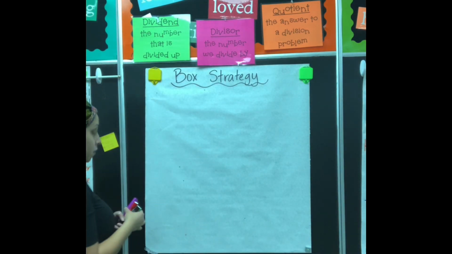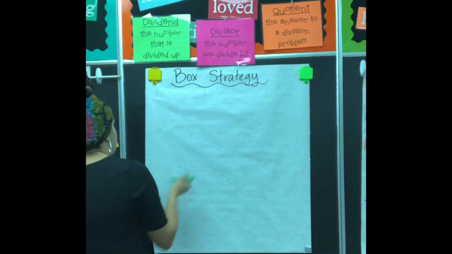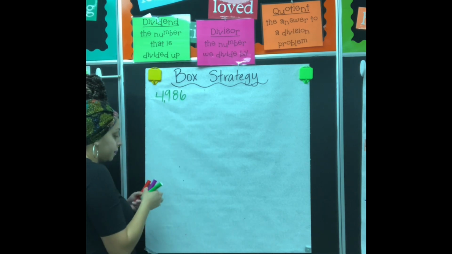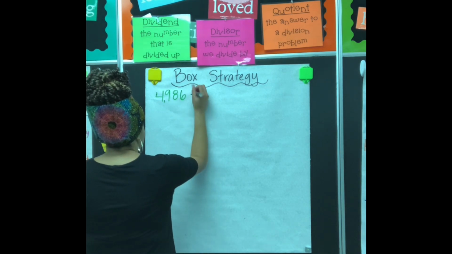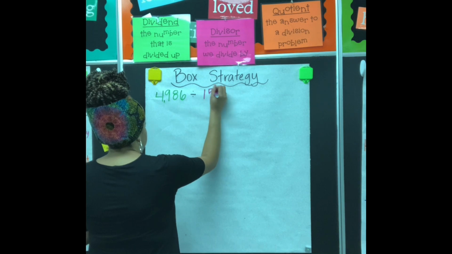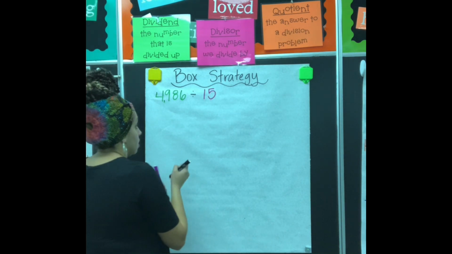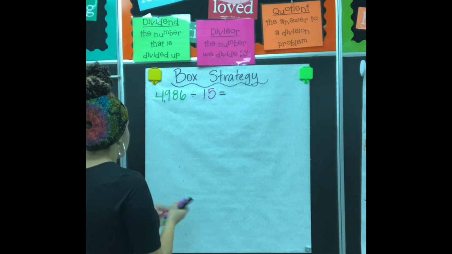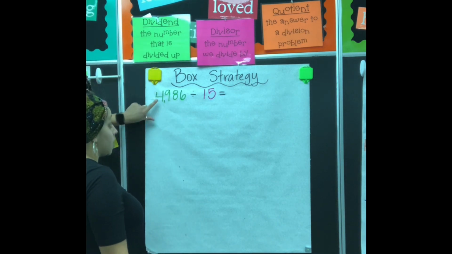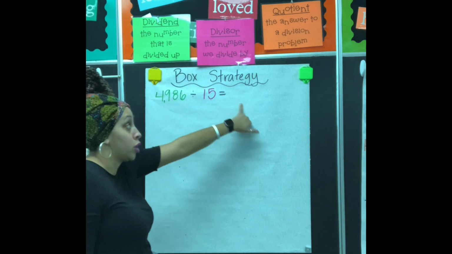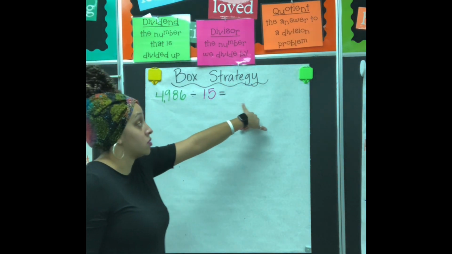So our problem for this one is going to be 4,986 divided by 15. Okay? So our dividend is the number that we're dividing up, 4,986. Our divisor is the number we are dividing by, and then we are looking for our quotient, which is going to be the answer to this problem.